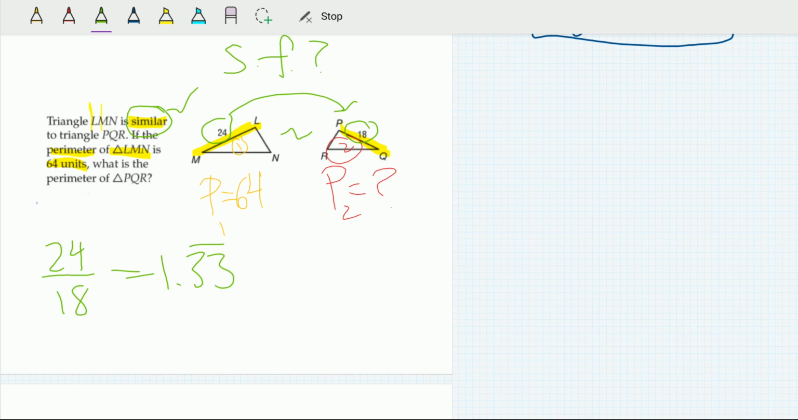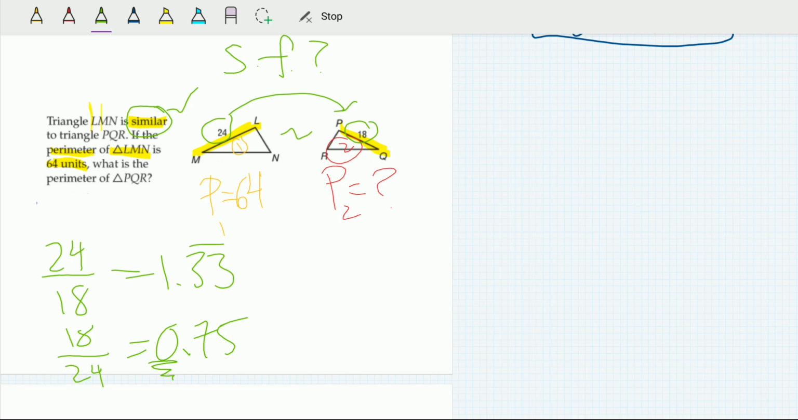Since this is bigger than 1, I know that if I want to, I can multiply the smaller triangle's sides and perimeter by 1.3 repeating to get 64. And if I do it the other way, 18 divided by 24, I end up getting 0.75. And since this is smaller than 1, I know that this is the scale factor to go from the larger triangle to the smaller triangle.